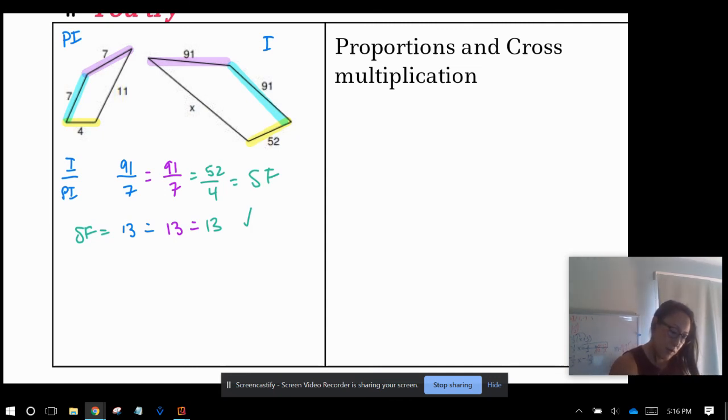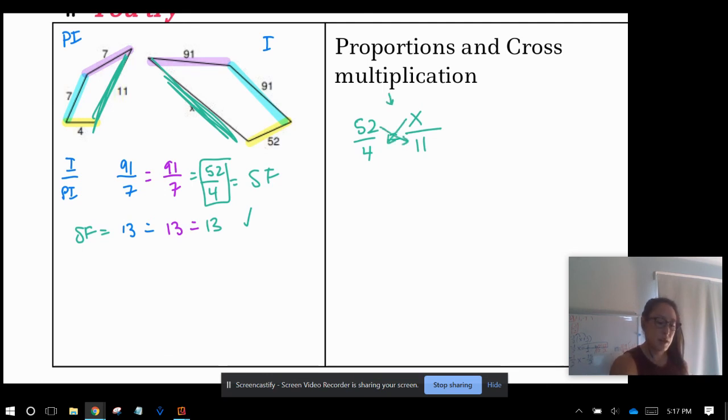So I'm going to start with 52 over 4 as my scale factor. It should be proportional to, and I'm going to use my image over my pre-image. Sorry, yeah, image over my pre-image. So I have x over 11. Okay, to solve for x, we cross multiply. Again, we can only do that because we have an equal sign in the middle. So 4x is equal to 52 times 11, which is 572. Divide both sides by 4.